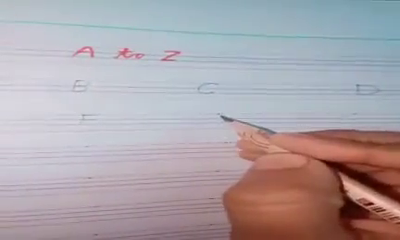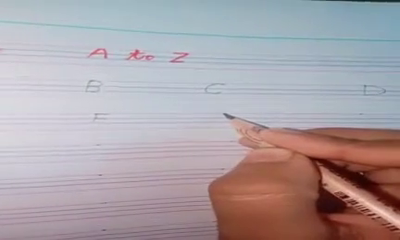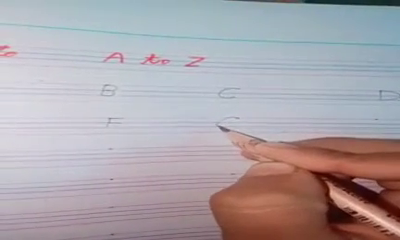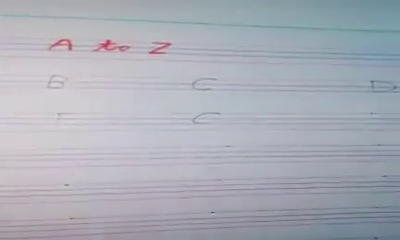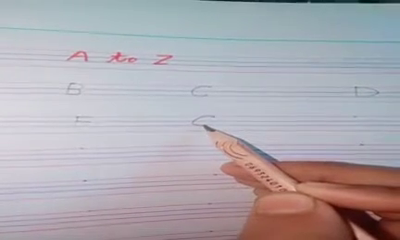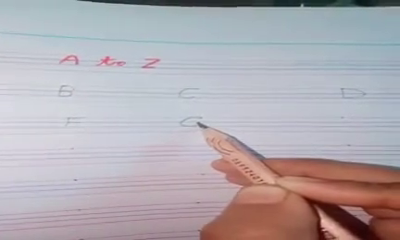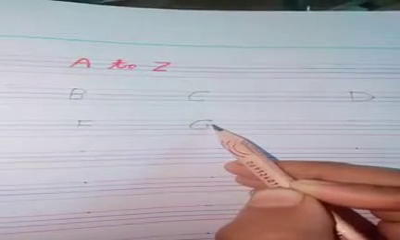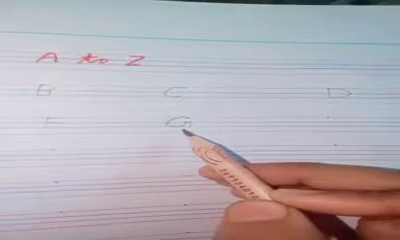F after G. Capital G. Start from the top and draw a curve like this. Draw a curve like this. Then draw a standing line in the middle till the bottom. This is capital G.